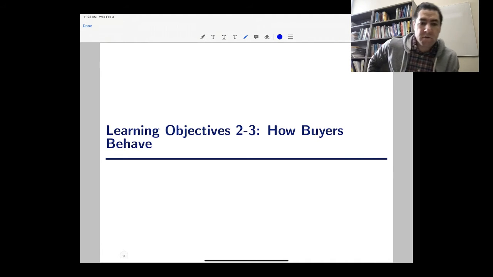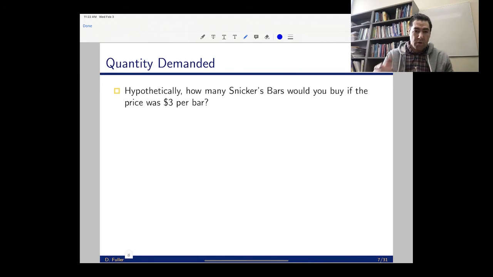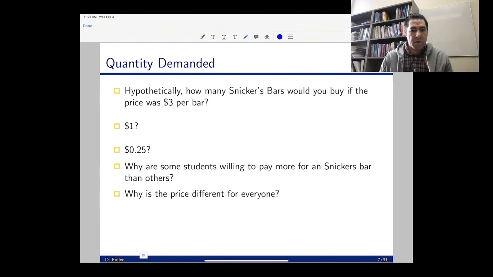So, our next learning objectives have to do with understanding how buyers behave in a perfectly competitive market. Typically, if we were in the classroom, all looking at this at the same time, I would take a survey of the class and say, okay, how many Snickers bars would some of you be willing to buy if the price was $3 per Snickers bar?